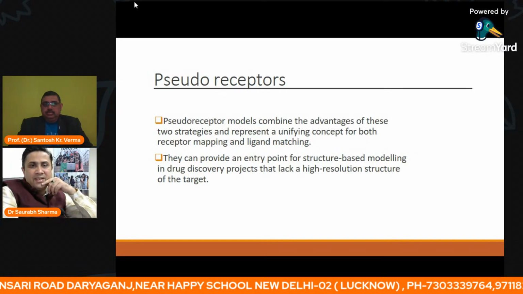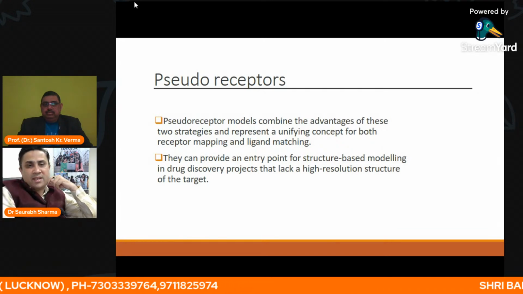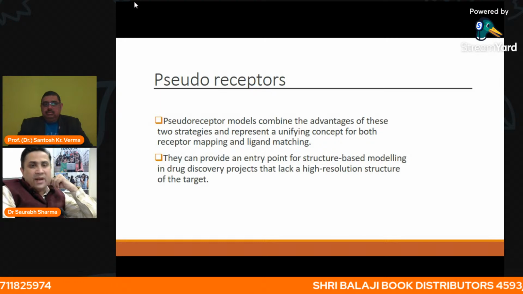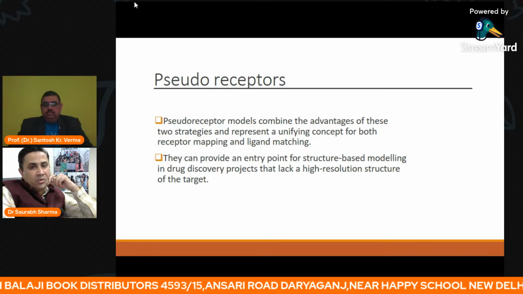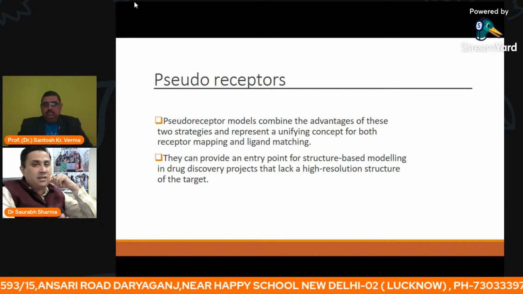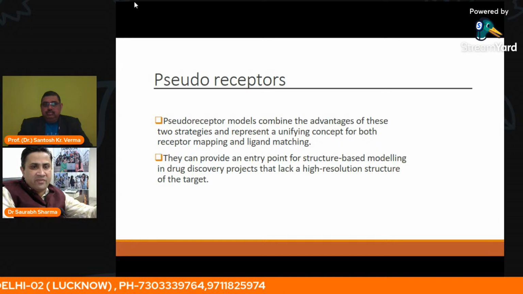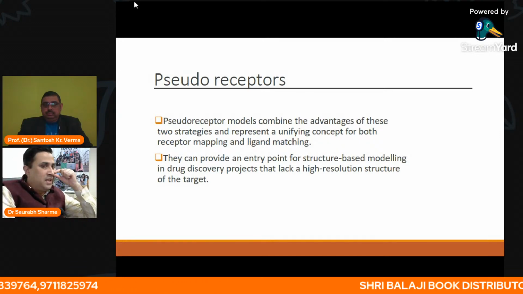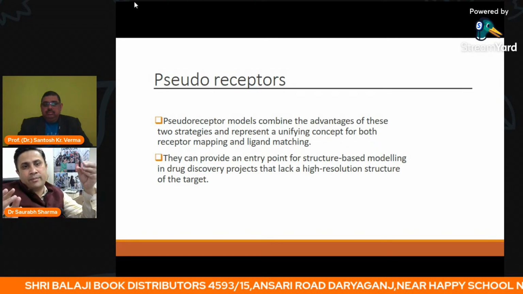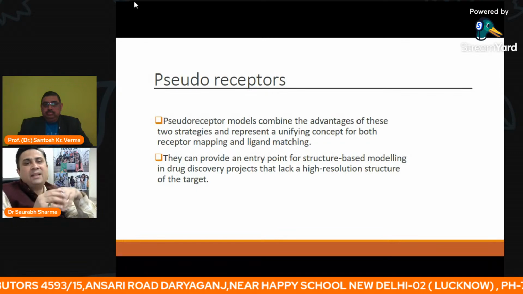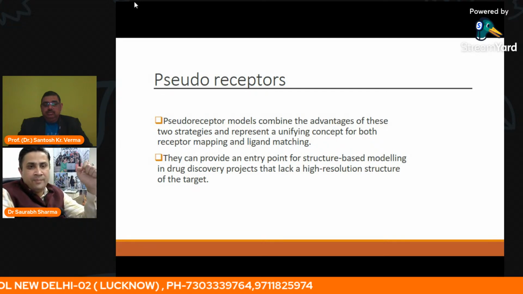Another is the pseudoreceptor. Pseudoreceptor models combine the advantages of these two strategies and represent a unifying concept for both receptor mapping and ligand matching. So they can provide an entry point for structure-based modeling in drug discovery projects that lack a high resolution structure of the target. Pseudo means false. So it is not exactly the target receptor, but it is used as a model, and based on those models, ligand matching can be done, and then the ligands can be taken to the exact targets. So pseudoreceptors play a very important role in these studies.